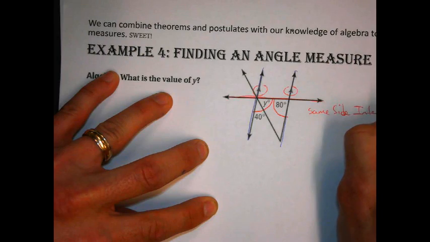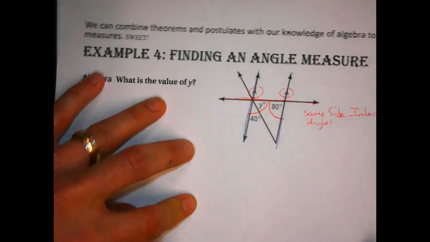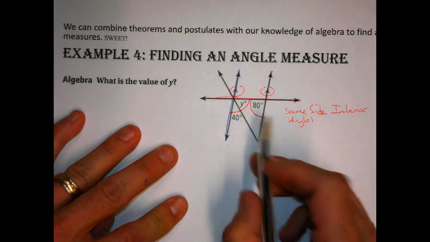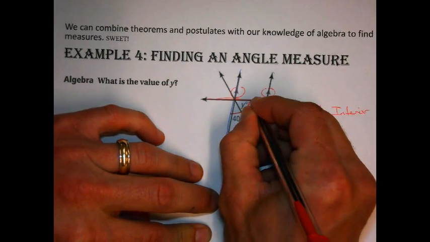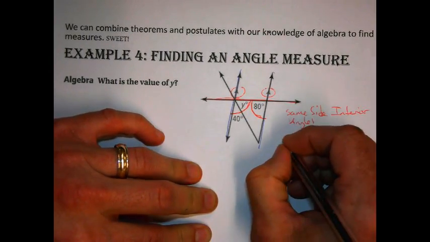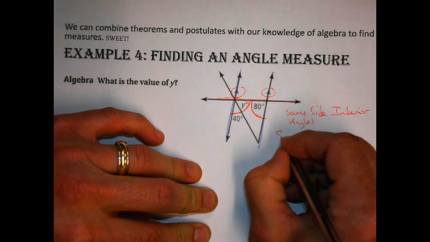All this vocabulary, cats, you're killing me. So, same side interior angles. Now what do we know if these are parallel? These two angles here, if they're parallel, that means the same side interior angles add to 180. They're supplementary. So this 80 plus blank is equal to 180.